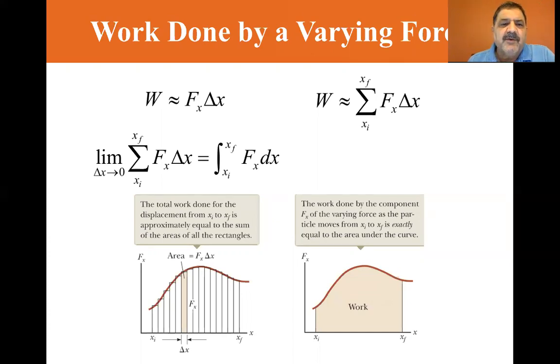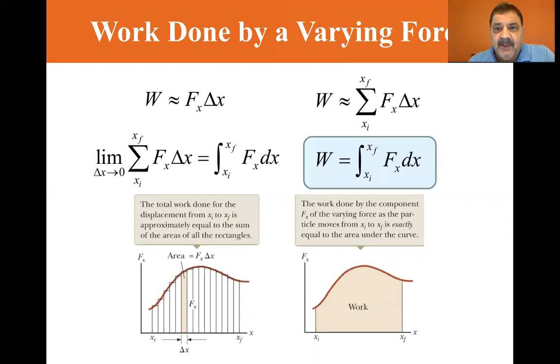So it expresses an integral. The limit as delta x approaches zero of the sum from x initial to x final of Fx delta x is the integral from x initial to x final of Fx dx. So the work done by Fx on the system of a particle as it moves from x initial to x final is the work equals that integral, the integral from x initial to x final of Fx dx. The equation reduces to the previous work equation when Fx equals F cosine theta is a constant.